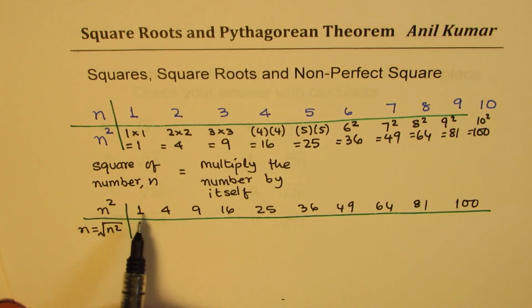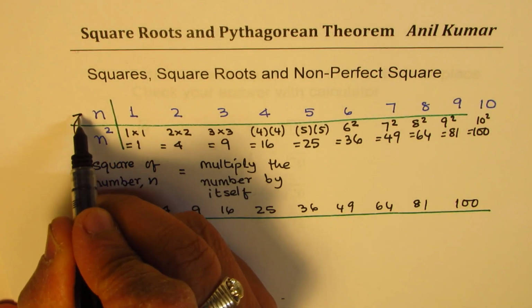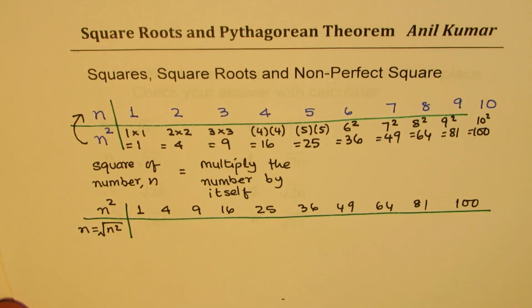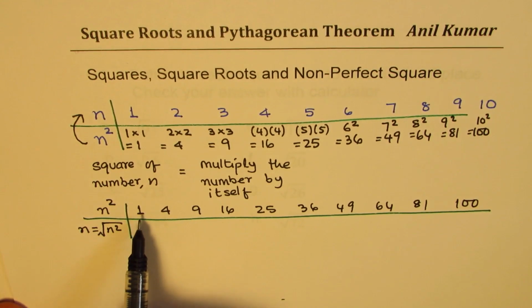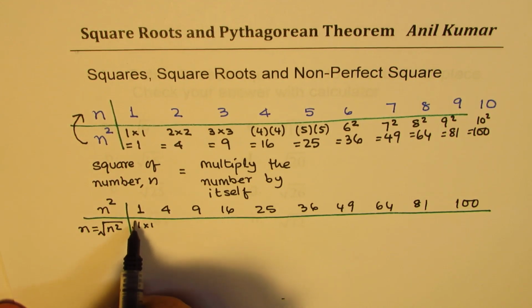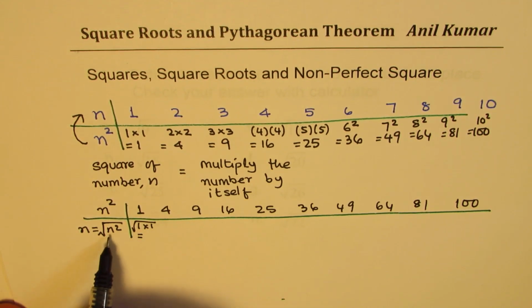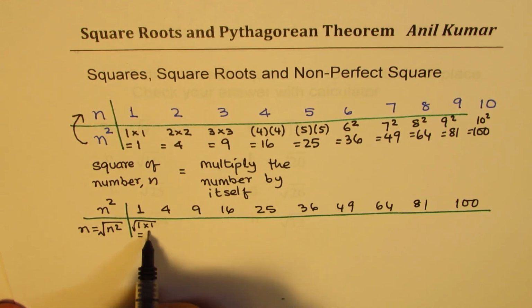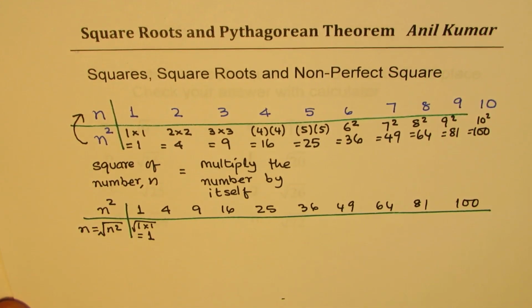Square root means the reverse process. So if I have to get the number back from the square, we do square root. Correct? So the square root of n square is n. To explain this concept, let me take up the numbers themselves. So if I have 1, which is 1 times 1, right? So 1 times 1 and then square root is equal to only n, so one of those numbers, which is 1. Do you see that?